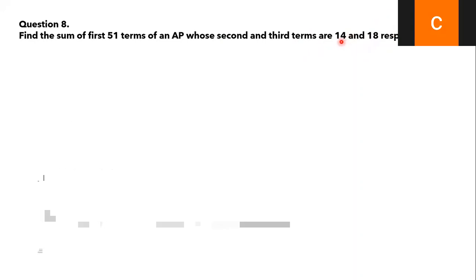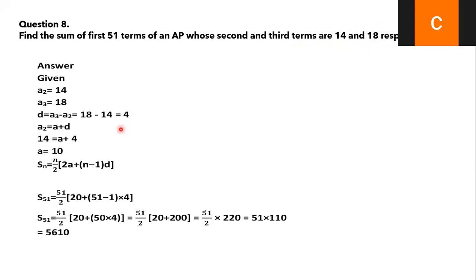Ma'am, A value is 10. A plus D is equal to 14. So D value we got 4. So 14 minus 4, A value we got 10.